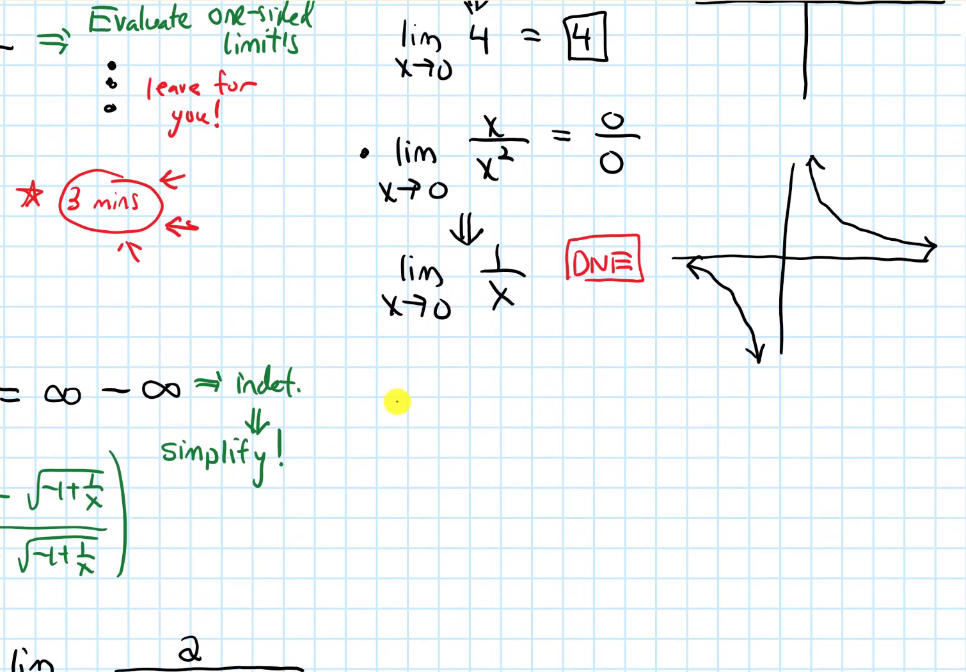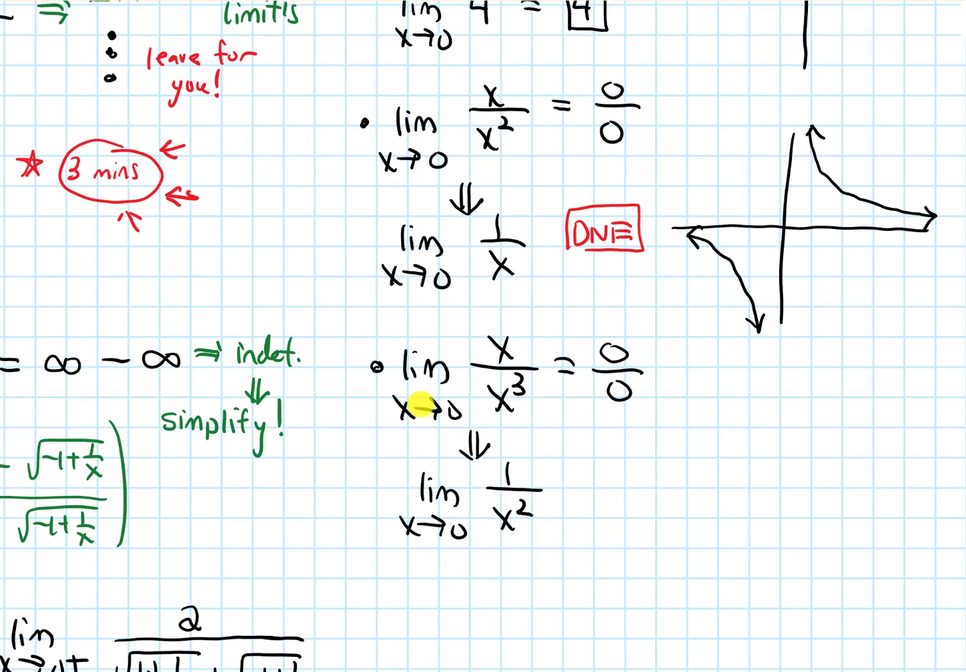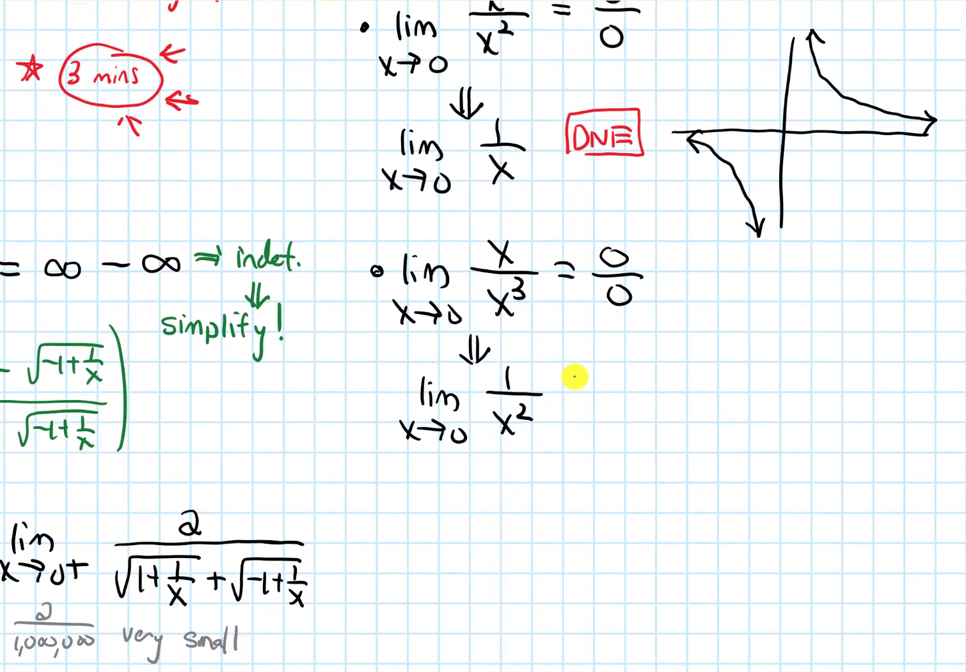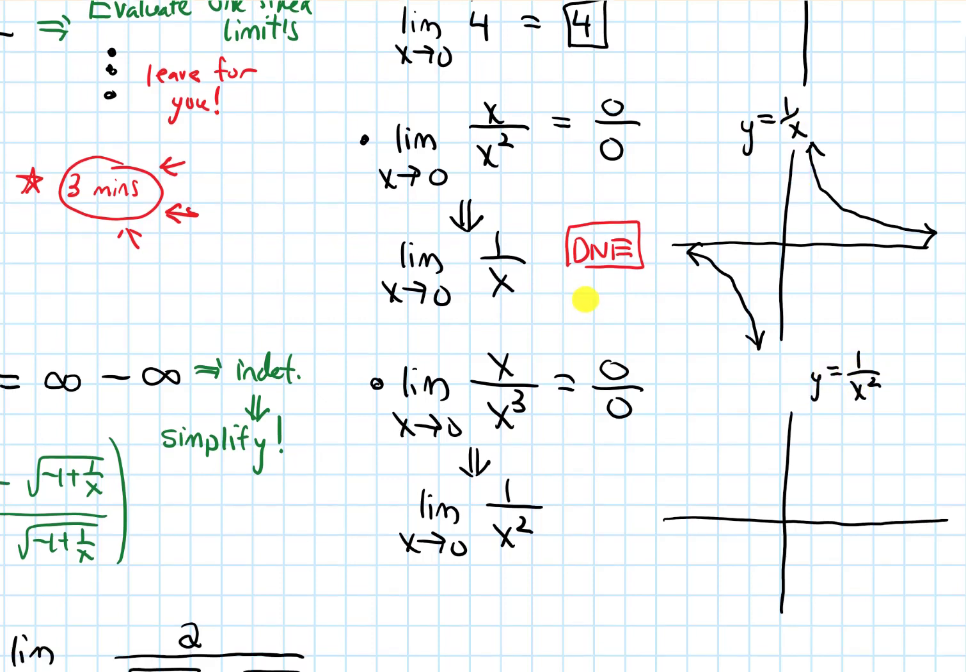Let's do one more example. What if I have the limit as x approaches 0 of x over x to the third? If I plug in here, I get 0 over 0 again. So we simplify to get the limit as x approaches 0 of 1 over x squared. Okay, so this might be something that we know the graph of. I'm just going to go ahead and graph it. And let me label this previous one. This is y equals 1 over x. Now I'll have y equals 1 over x squared.